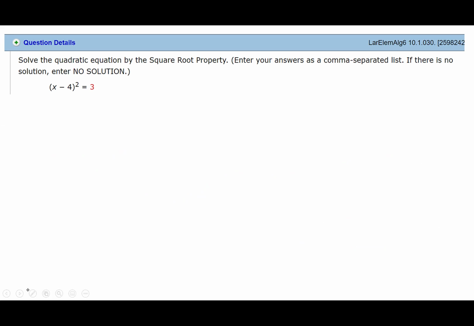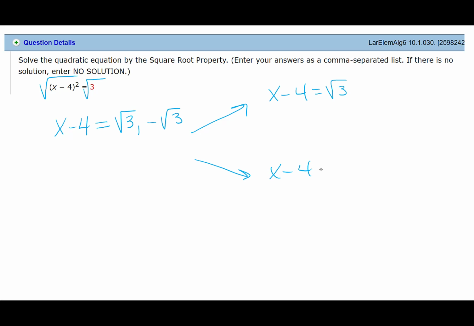Let's try another one like that. So again, this is a binomial being squared. It is already isolated. So we'll take the square root of both sides. The left side is x minus 4 equals a positive square root of 3 and a negative square root of 3. So just like we did in the last problem, separate this into two separate equations. X minus 4 equals the positive root of 3 and x minus 4 equals the negative root of 3. We'll add 4 to both sides. So your first answer for x is the square root of 3 plus 4. And we'll do the same to the second equation. The second answer is negative square root of 3 plus 4.